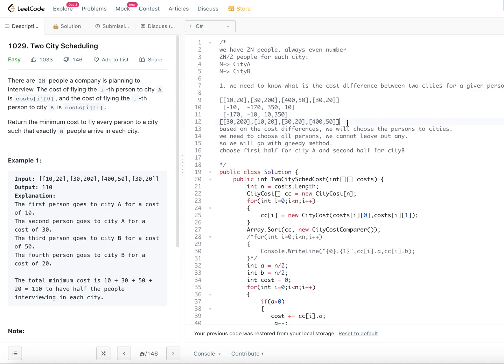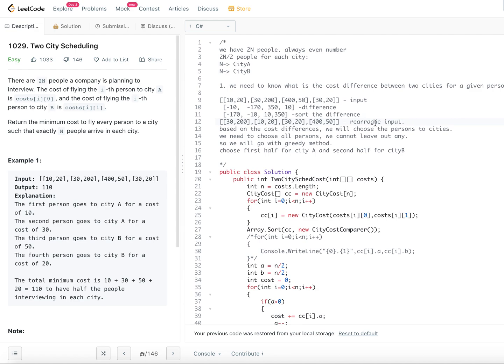So basically what we said is, we got this input, we got the differences, sort the differences, and then rearrange the input.